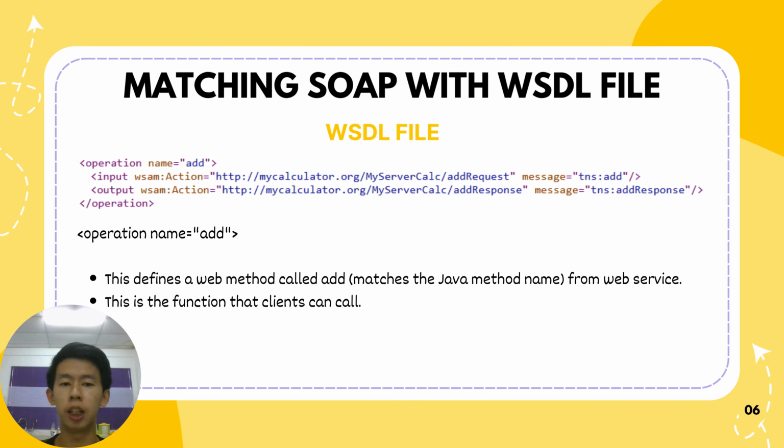So now I will talk about matching SOAP with the WSDL file. As attached, the WSDL file has an operation name. The WSDL file has an operation tag that defines the method, which in our case is add. This matches the Java method and is what clients use to call the web service. Think of it as the method signature that WSDL exposes.